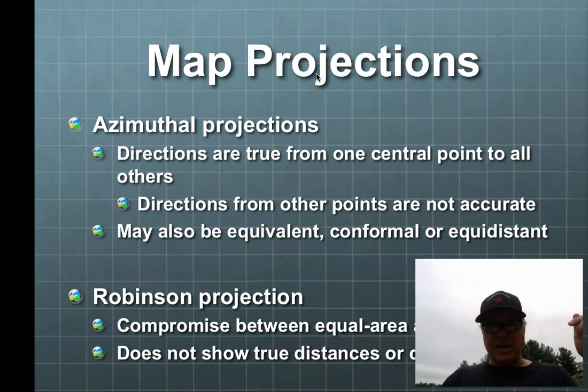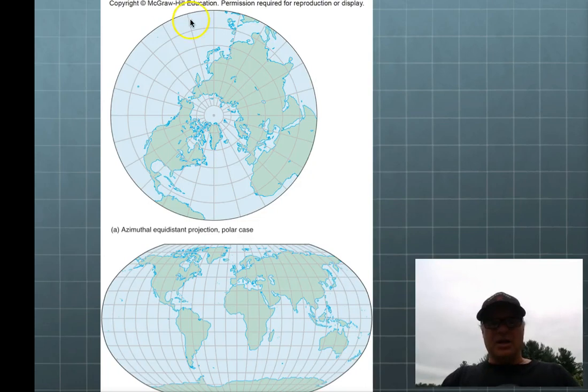So let's see, I've got an example here. I'll come back to this. This would be an example of one of those from the North Pole. So all the distances from the North Pole here would be accurate, but it wouldn't be accurate if you tried to measure the distance, say, from over here in Somalia all the way to Miami or something. That would not be accurate.